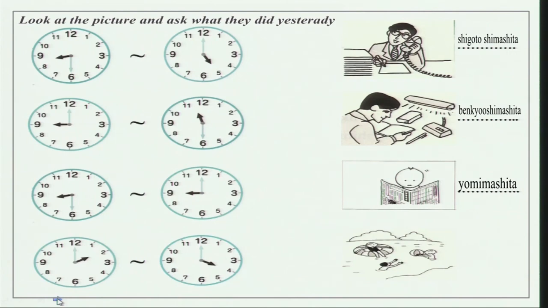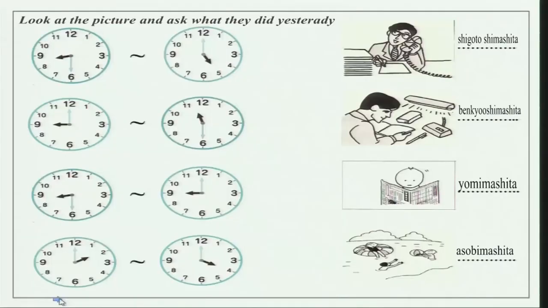So now you practice this. Tell me what it is. Dozo. Niji kara yoji made. Asobimashita. Niji kara yoji made asobimashita. So I hope you've got it in past tense now. You've understood how to make past tense for verbs, how to use them. Well, practice them with your partner at home so that you remember them and can use them easily later on in conversation.